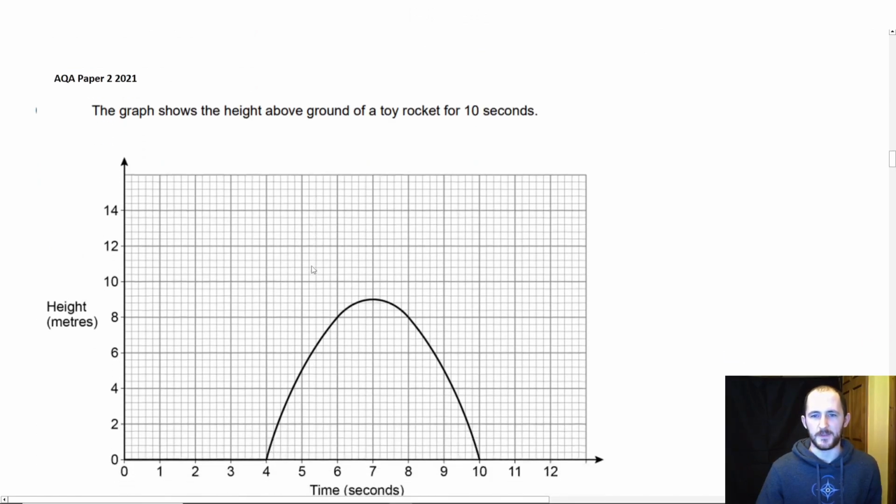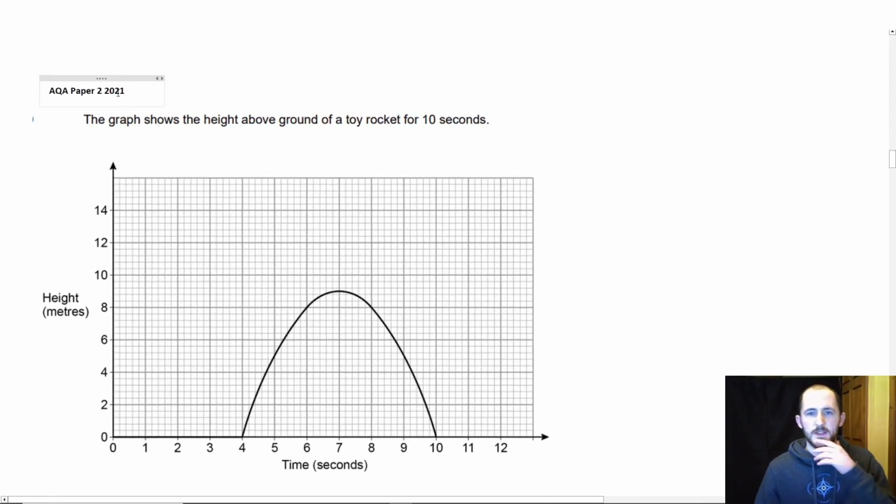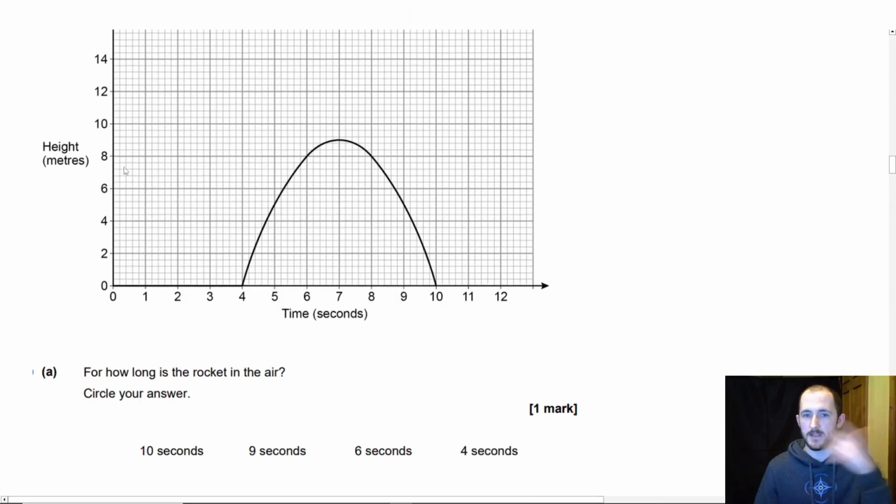Okay, yeah, I think I know what this question is. So let's zoom out ever so slightly. Again, AQA question, but remember, it doesn't matter what exam board you're doing, they're all the same. I also have Edexcel questions coming up in a second, just FYI. The graph shows the height above ground of a toy rocket for 10 seconds. So this is basically a distance time graph, because height is just the distance. For how long is the rocket in the air?